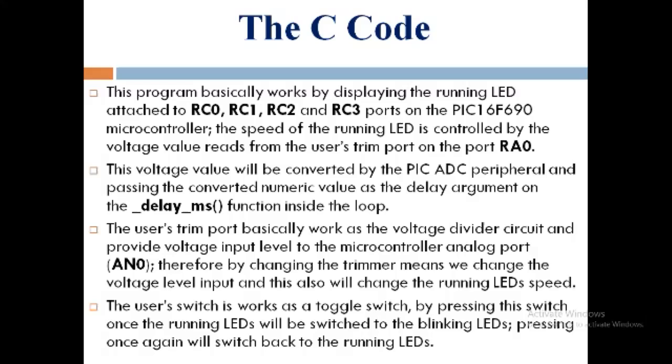The user trimmer port basically works as a voltage divider circuit and provides the voltage input level to the microcontroller analog port, that is AN0. Therefore, by changing the trimmer we change the input voltage level, and this also changes the running LED speed. The user's switch works as a toggle switch. By pressing this switch once, the running LEDs will be switched to blinking LEDs. Pressing once again will switch back to the running LEDs.